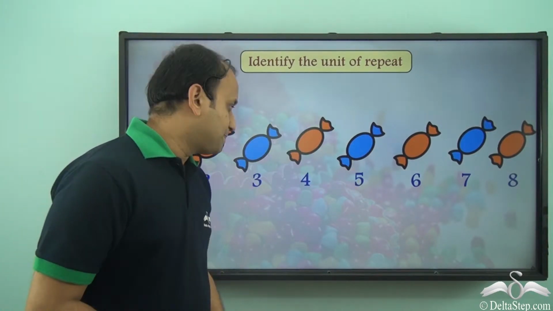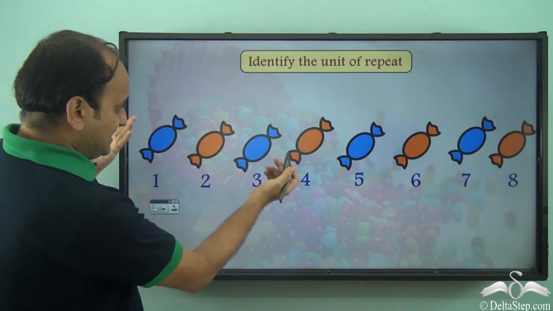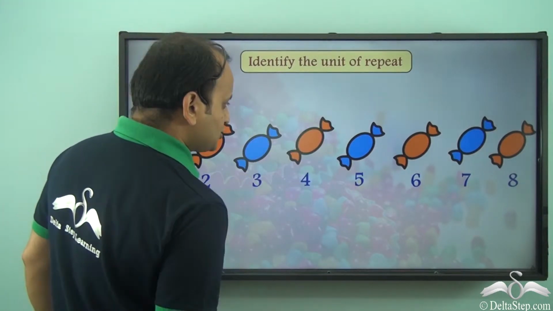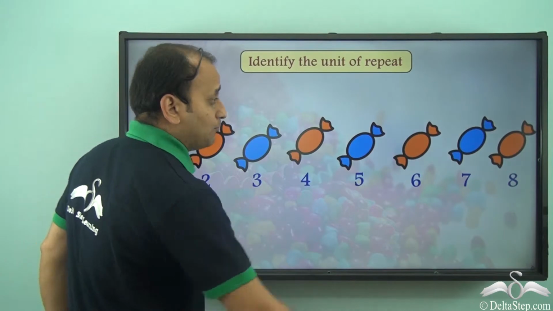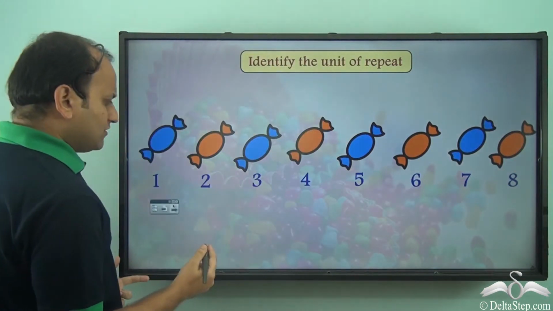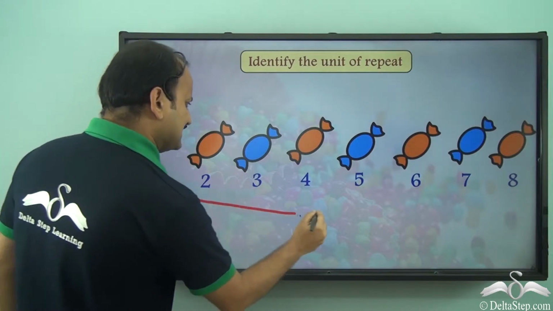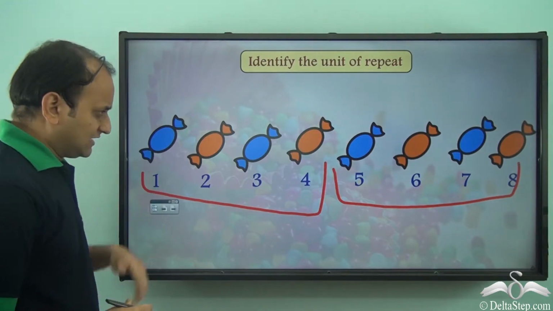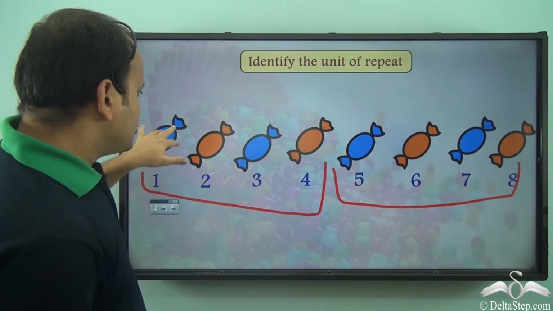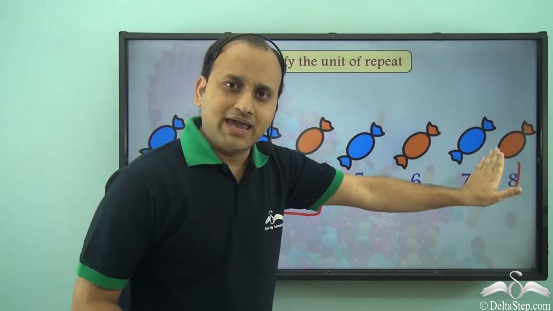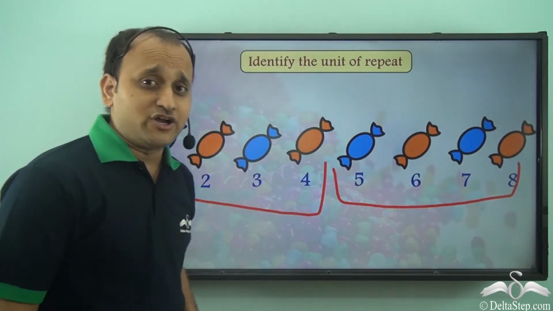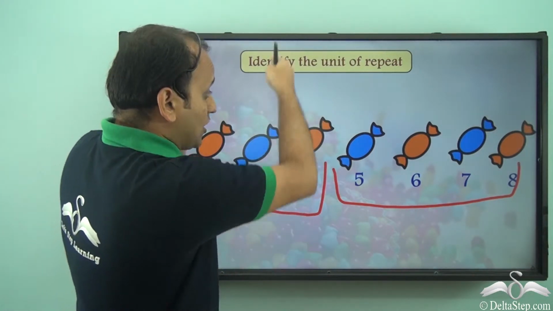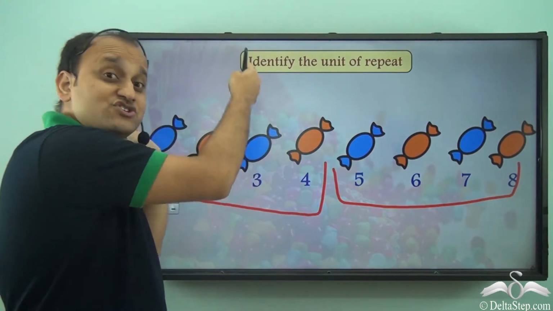Well, let's see. I have a blue, then an orange, a blue, then an orange, a blue, then an orange, a blue, then an orange. So can I say that this entire unit is repeating again? Definitely it is. So I have two pairs of blue and orange repeating again. So is this the unit of repeat? Not really. Although you can say that this particular block is repeating itself, it's not the smallest block.